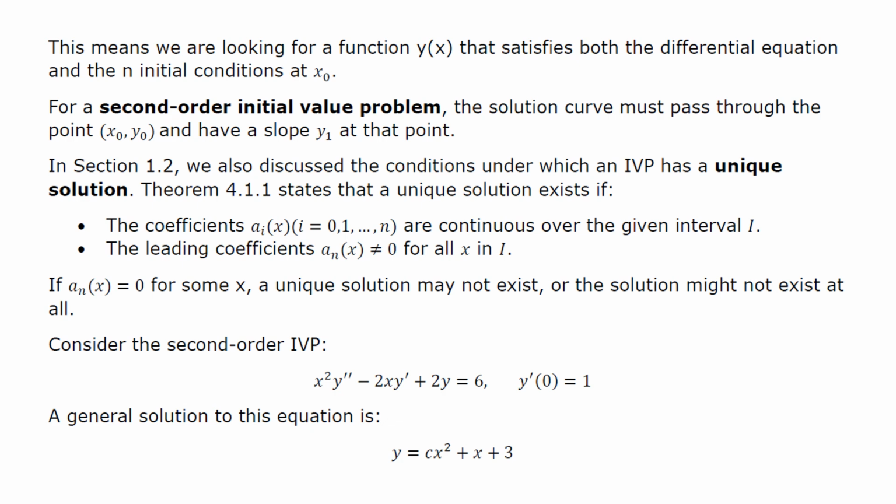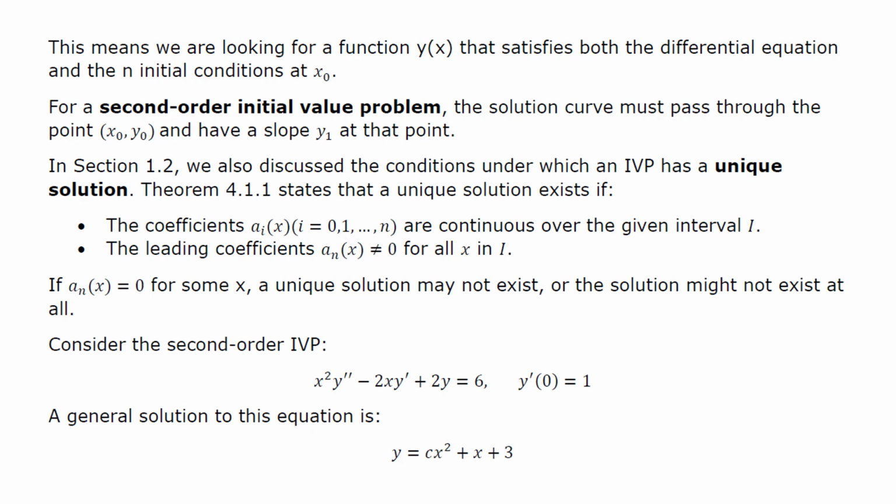So if we consider this second order IVP, x squared y double prime minus 2xy prime plus 2y equals 6, and its initial condition, y prime of 0 equals 1, a general solution to this equation is y equals cx squared plus x plus 3. Now, since the parameter c is arbitrary, the solution is not unique.